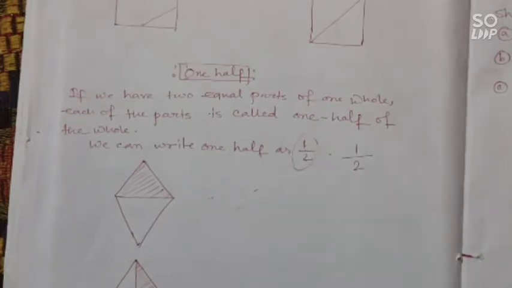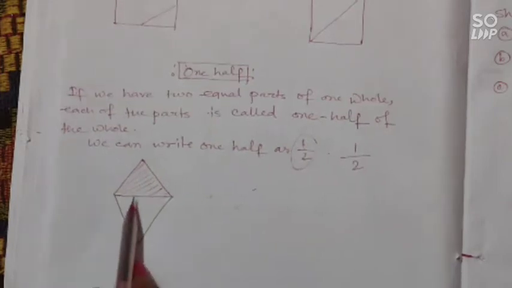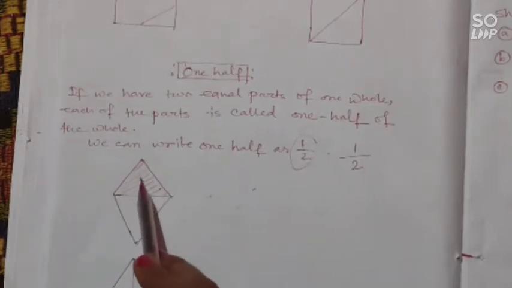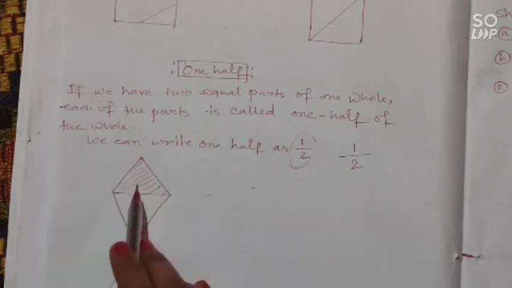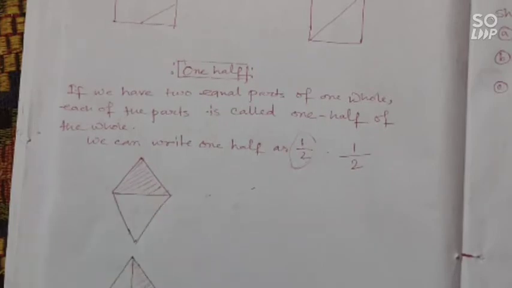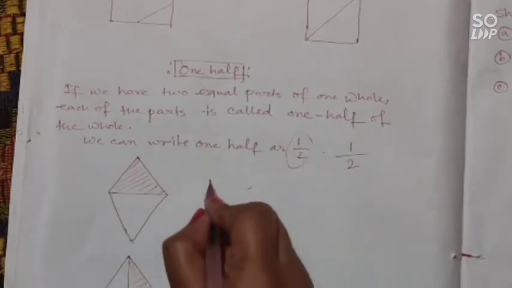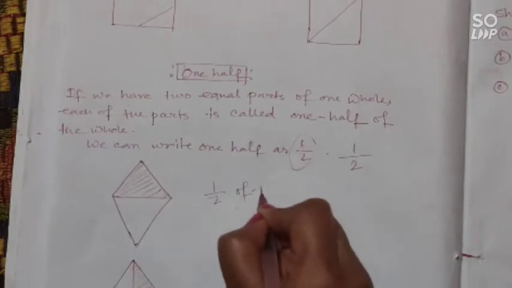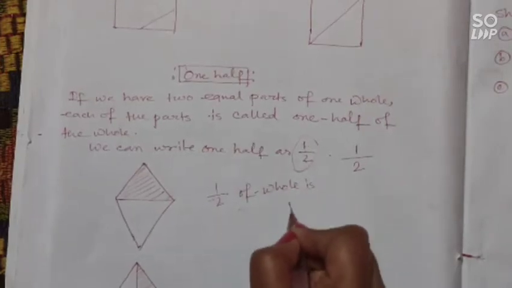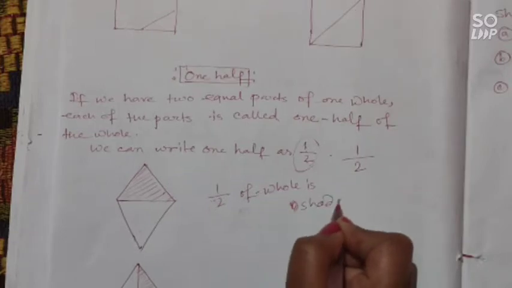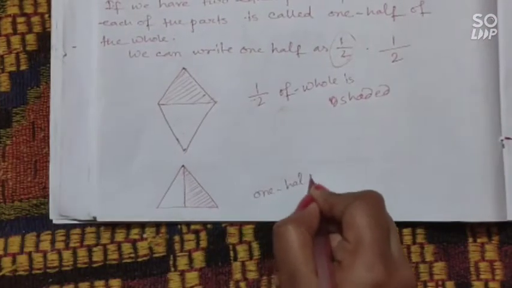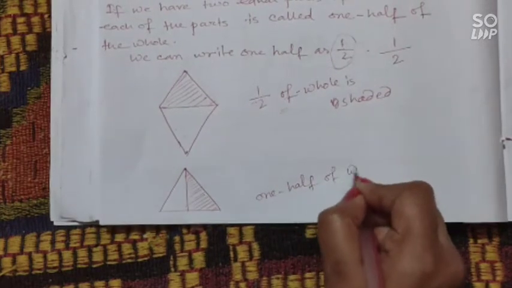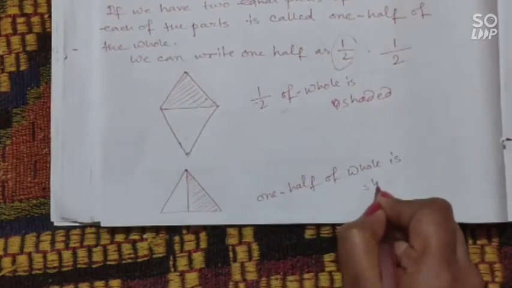Okay. Here you can see a figure. This figure is divided into two equal parts, and out of these two equal parts, one part is shaded. So which fraction represents the shaded part? So 1/2 of the whole is shaded. Okay, and in this figure also 1/2 of the whole is shaded.